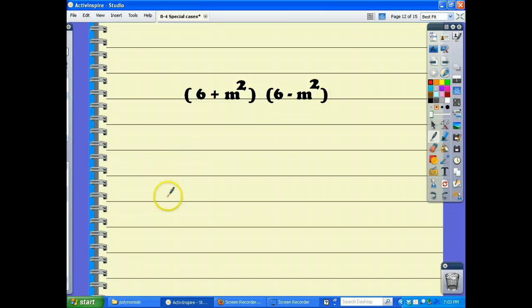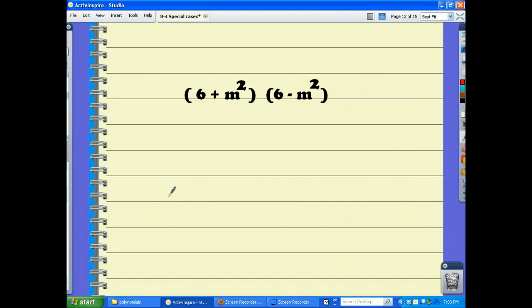All right, here's one. If I have 6 plus m squared and 6 minus m squared, here, I'm just going to say there's nothing different. 6 times 6, 36. Positive m squared, negative m squared, minus m to the 4th. Just add my exponents, and it's a positive times a negative. There's no difference whatsoever.